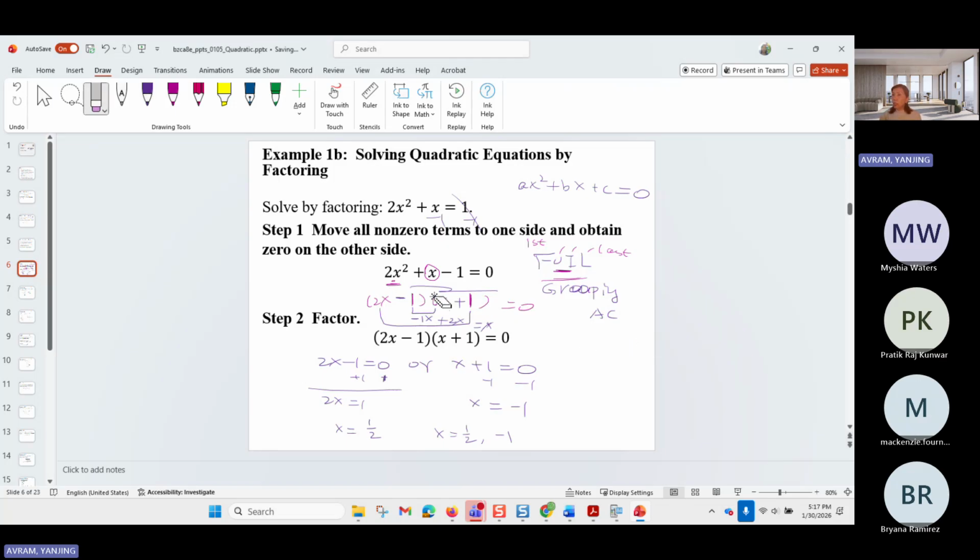Okay, and if you do not know if you did this one correctly or not, you can plug it in, check the left equal to right. As long as your left hand side equals the right hand side, that means your answer is correct. All right, but this checking is optional.